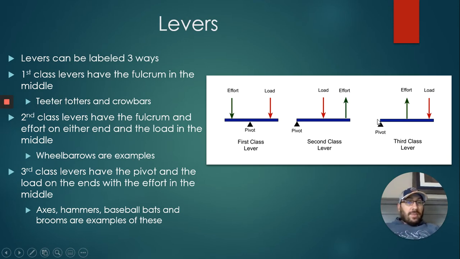Okay, so if we're imagining a hockey stick, the pivot is where you hold the top of the stick, well, I use my right hand. The effort goes into your left hand, down into the middle of the stick, and then the load would be the blade of the stick where you're hitting the puck.